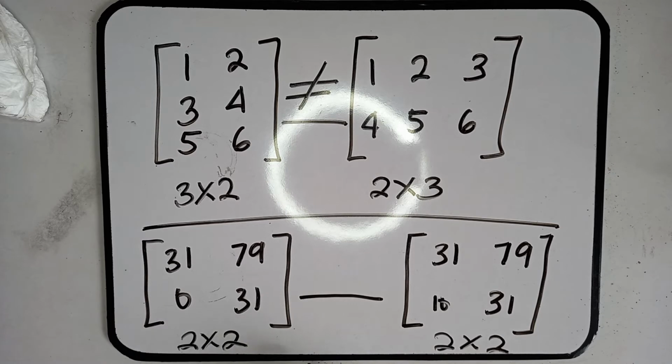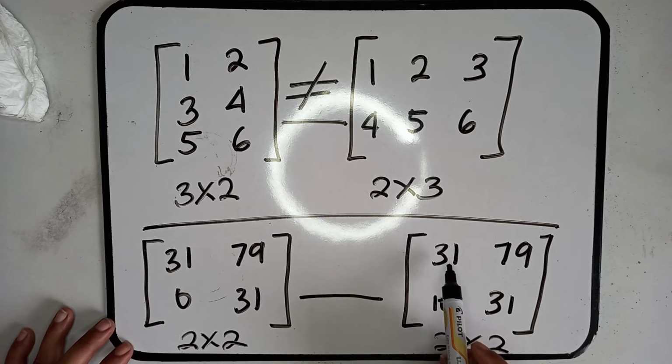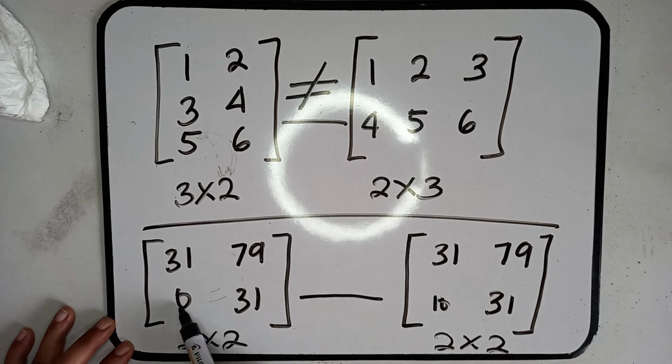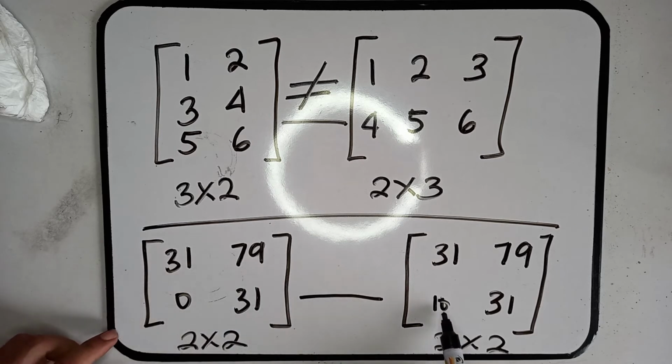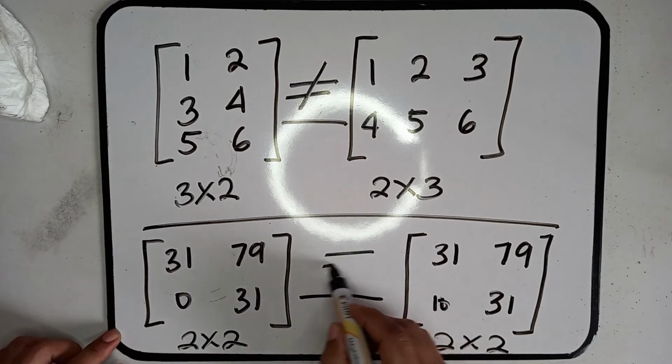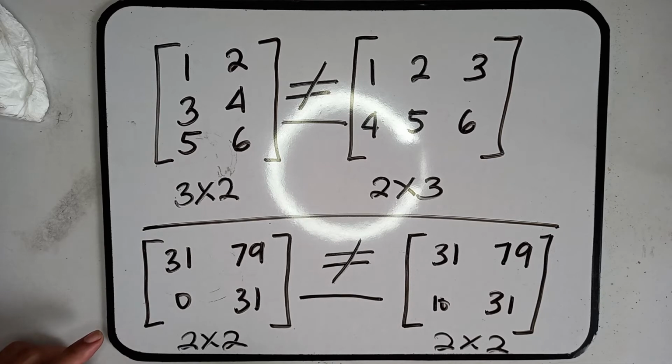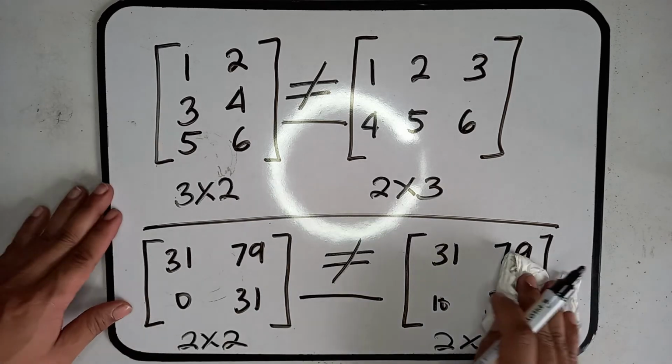Okay, so they have the same order, but do they have the same elements? Well, I guess not, because we have 31, okay, that's fine, they are equal. 79, they are equal. 31, they are equal. However, on this part, this is 0, and then the other side is 10. So this means that these are not equal.